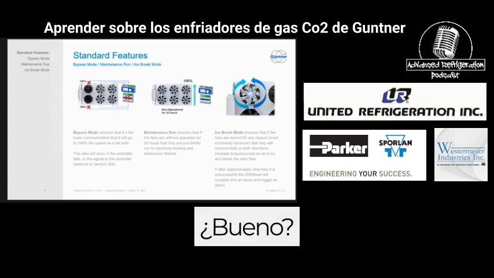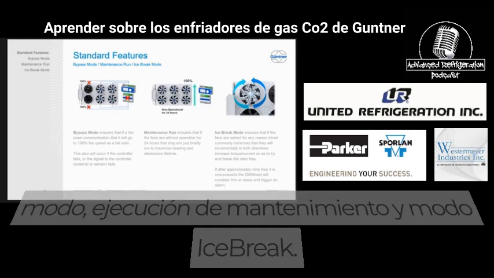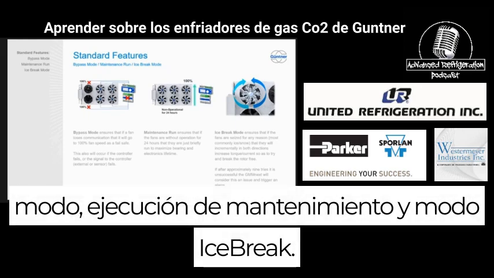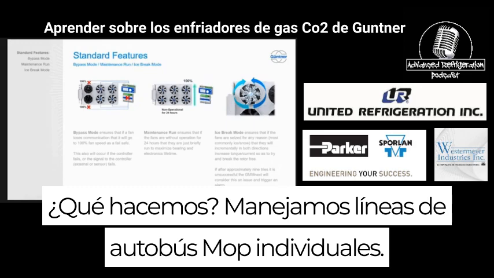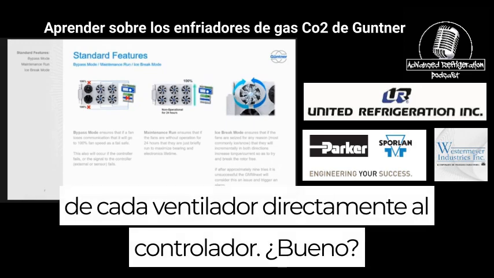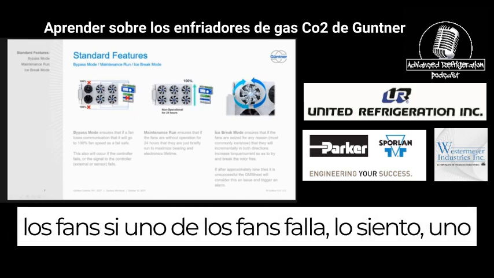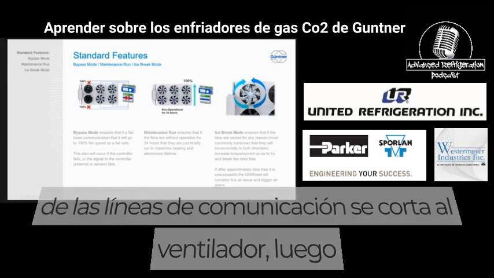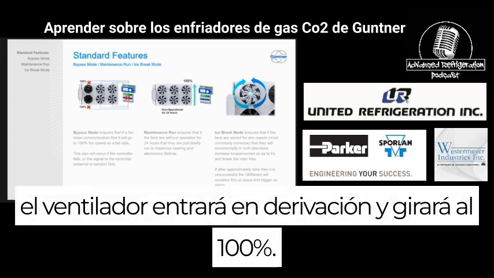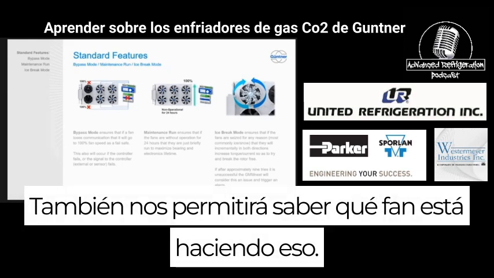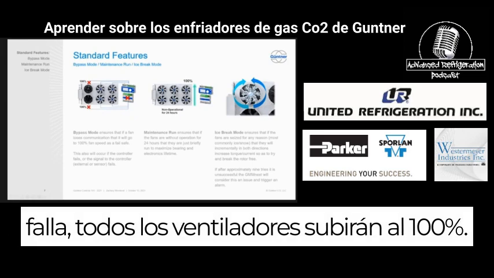Okay. So another feature that we have, these are standard features on our controller, is the bypass mode, maintenance run, and ice break mode. So for the bypass mode, we run individual Modbus lines from each fan directly to the controller. And what that allows us to do is, if one of the lines of communication gets severed to the fan, then the fan will go into bypass and spin at 100%. It'll also let us know which fan is doing that. If a critical sensor or the controller fails, all fans will ramp up to 100%.